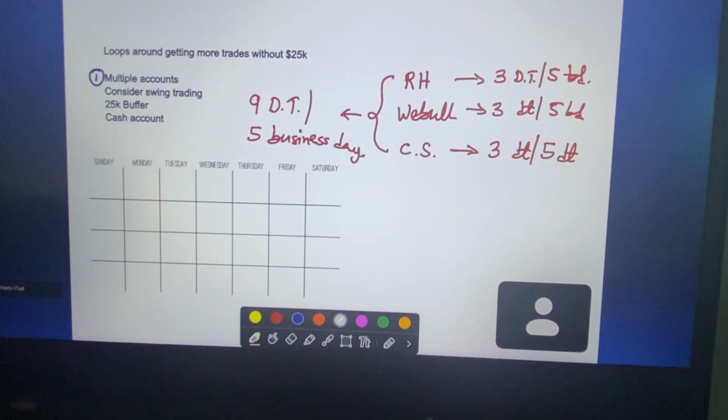Robinhood is not telling Webull, like, oh, Khadija just made 3 day trades, don't let her trade anymore. Or Webull is not telling Charles Schwab, like, oh, Yolanda just made some day trades, reduce her day trades. No, these are all individually tracked. So 3 here, 3 here, 3 here, and across you have 9. So that's the first way you can go about getting more day trades.